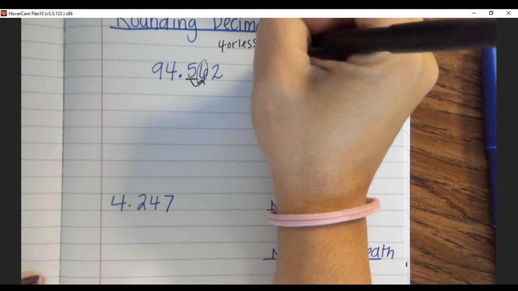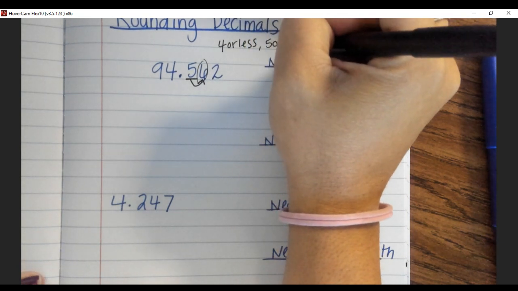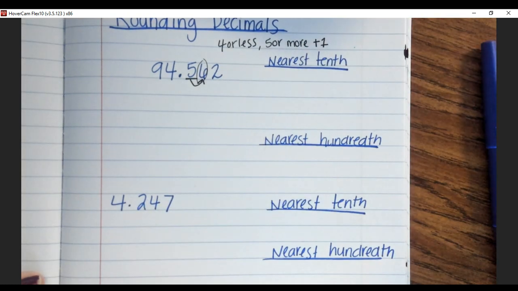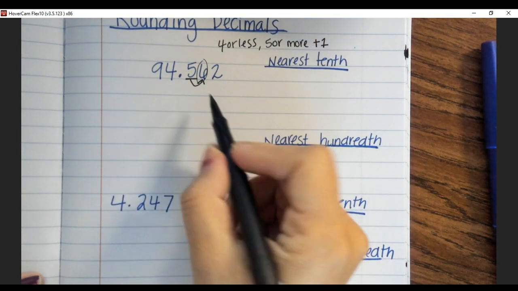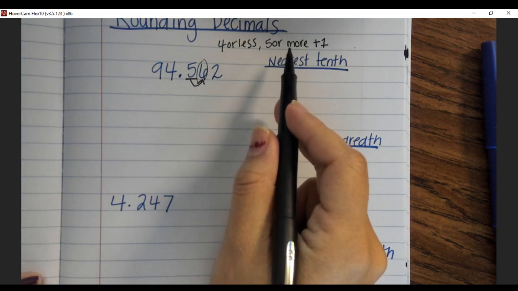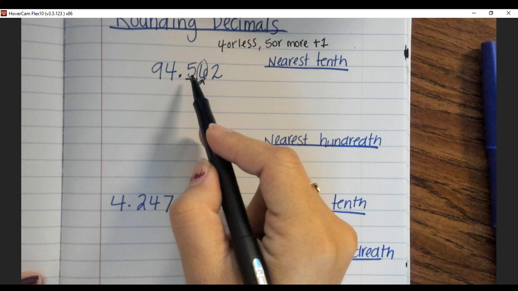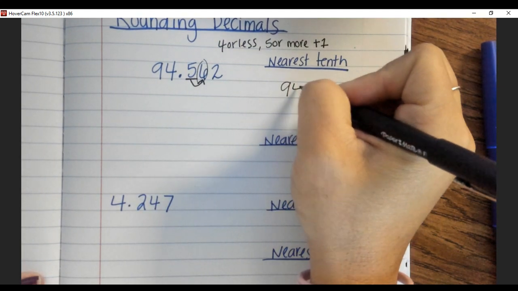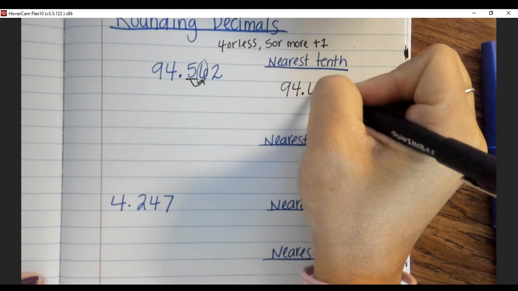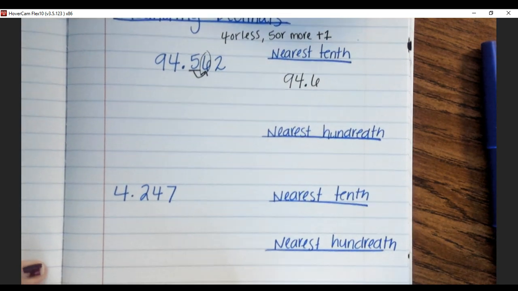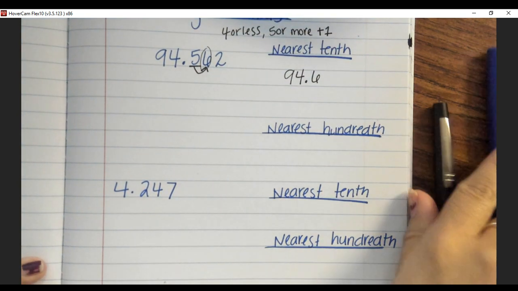If it's 5 or more, you're going to add one more to the underlined digit. So the 6, since 6 is 5 or more, then I'm going to add 1 to this 5. So when I round to the nearest tenth, my answer is 94 and 6 tenths. Okay. Now the next one we're going to look at is the nearest hundredth.